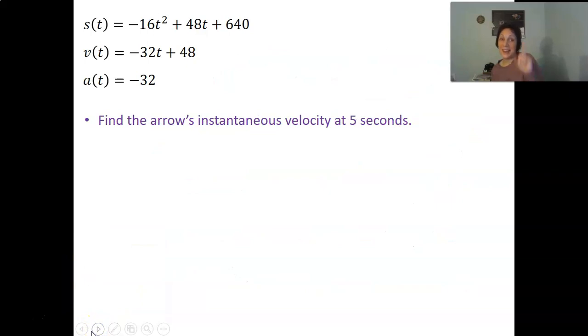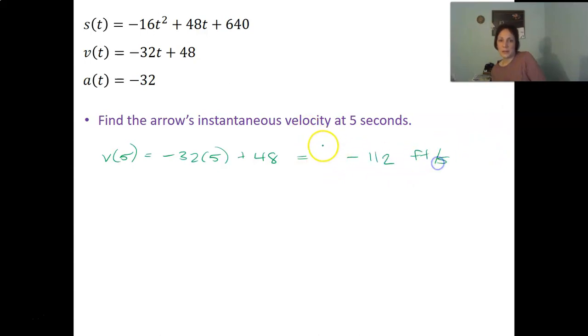The arrow's instantaneous velocity at 5 seconds. That's actually an easier question for us because this velocity function that we have here is instantaneous velocity. So if I want the instantaneous velocity at 5, all I need is v of 5. So I'm going to do negative 32 times 5 plus 48. So negative 32 times 5 plus 48 gives me negative 112 feet per second. This tells me something. At 5, this thing must be headed back down.